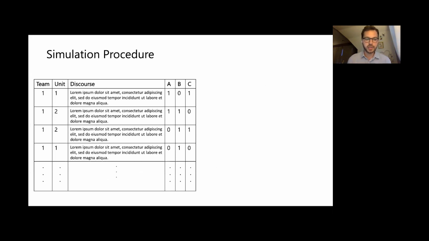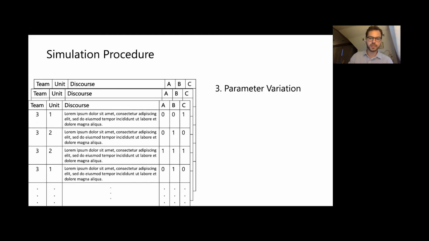So that gives us a simulated team data set for one team, right? That's nice, but we actually want to do this for multiple teams and capture some of the variance in these parameters that we're talking about, right? So that's where the parameter variation step comes in, so that we can get multiple data sets for a given set of parameters for different teams.